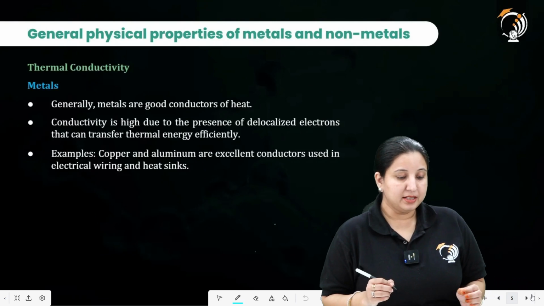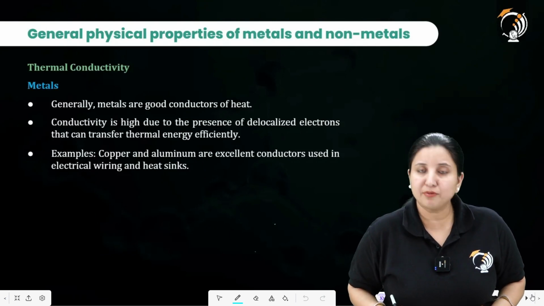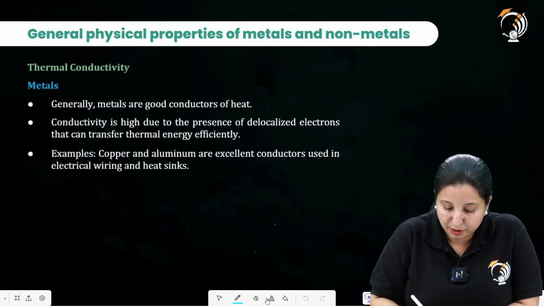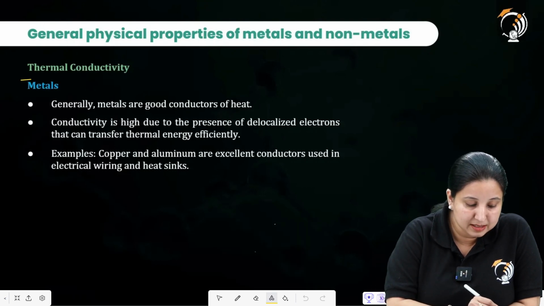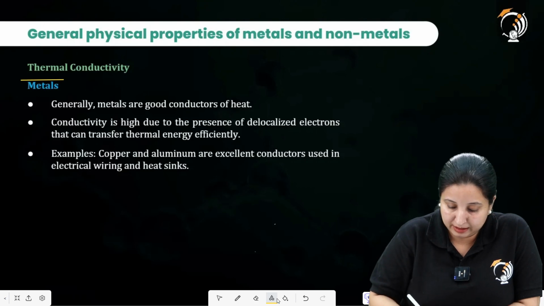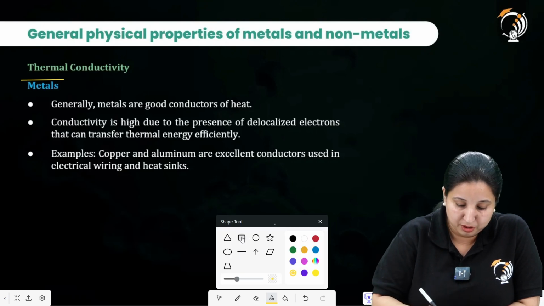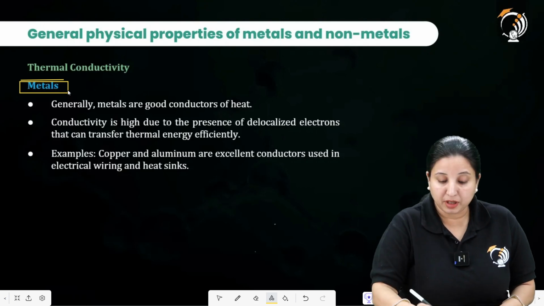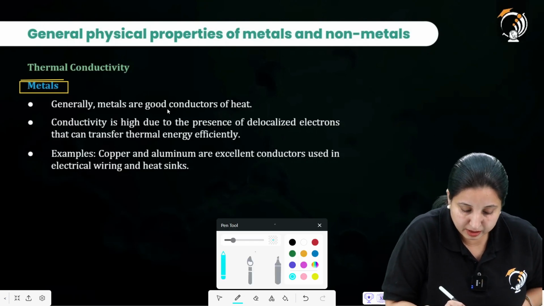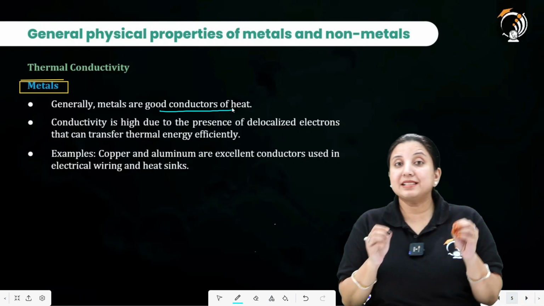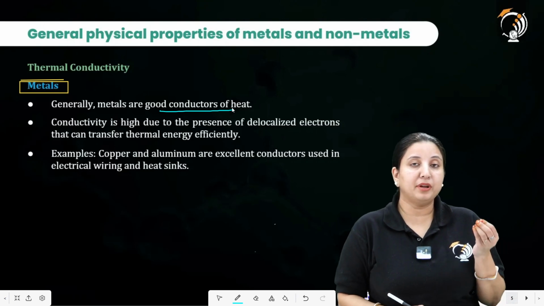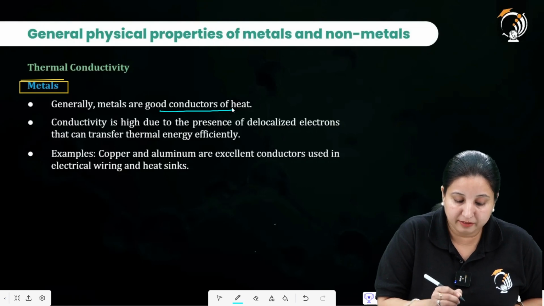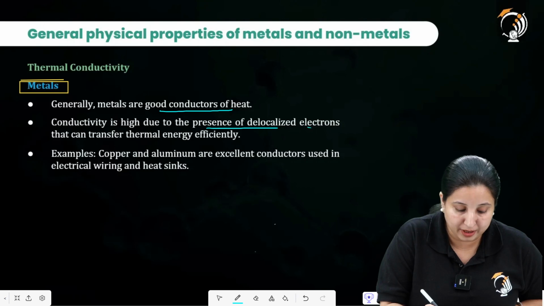Now moving ahead, we have a few general physical properties for metals and non-metals. The first property is thermal conductivity. Let's discuss the metals: generally we know that metals are very good conductors of heat, and the reason is the delocalized electrons. Basically the conductivity is high due to the presence of the delocalized electrons.